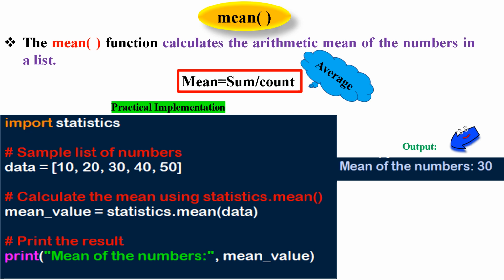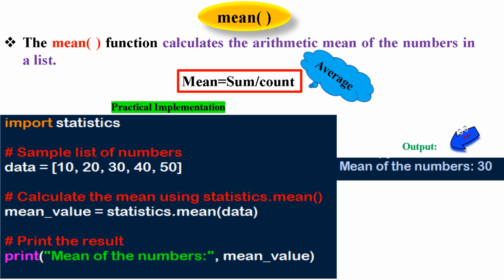Next, we calculate the mean of the numbers in the data list using the statistics.mean function. The mean function takes a list of numbers as input and returns the arithmetic mean, average, of those numbers. Finally, we print the result, which is the mean of the numbers in the data list. The mean_value variable holds the result of the statistics.mean function calculation, and it's printed along with a descriptive message.